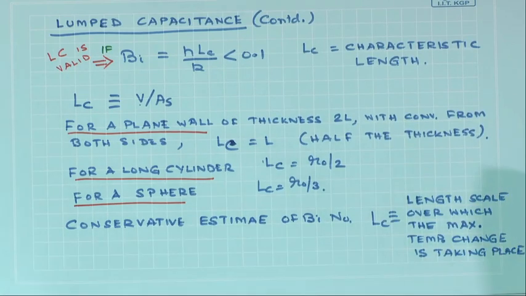So, what is L C? Once again, it is the length scale over which the maximum temperature change is taking place. When you think of a long cylinder exposed to a convection environment, the maximum temperature is going to be at the center line, and the minimum temperature is going to be on the surface of the cylinder. That means, over a distance equal to R.